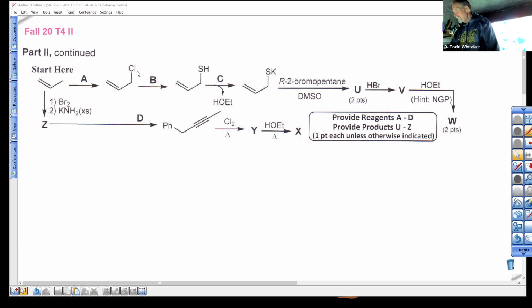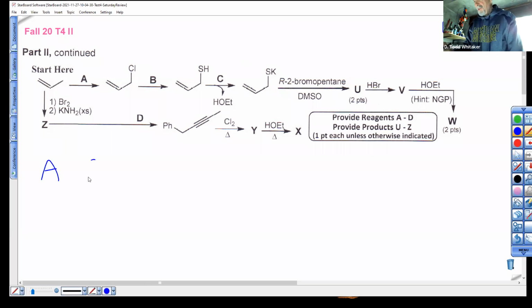So A, you need to have a generator of radicals called chlorine and heat to get the thing initiated. And then you generate an allylic chloride. HCl is the side product, if you're curious. You also generate HCl. It's not a very nice looking Cl. Getting worse. Plus HCl.